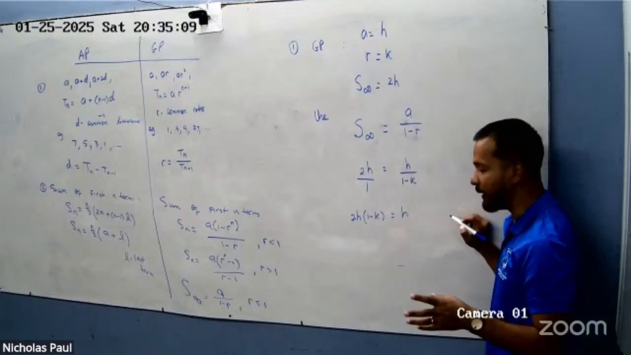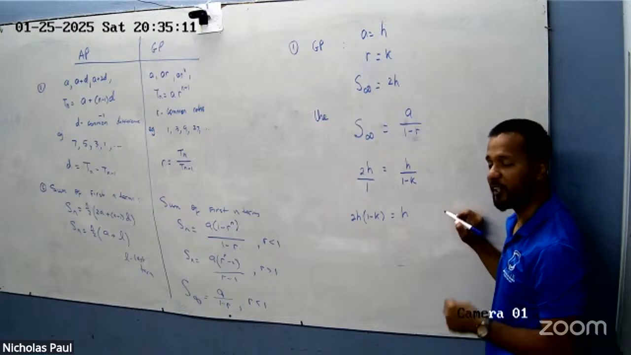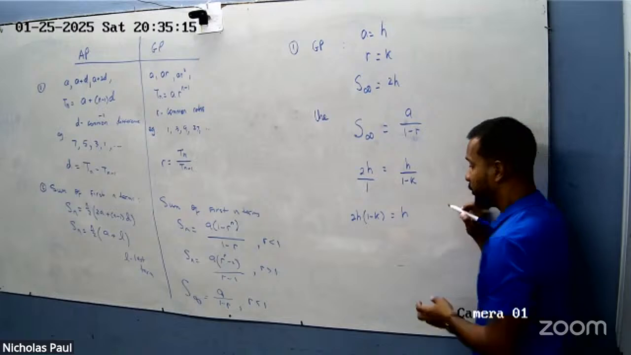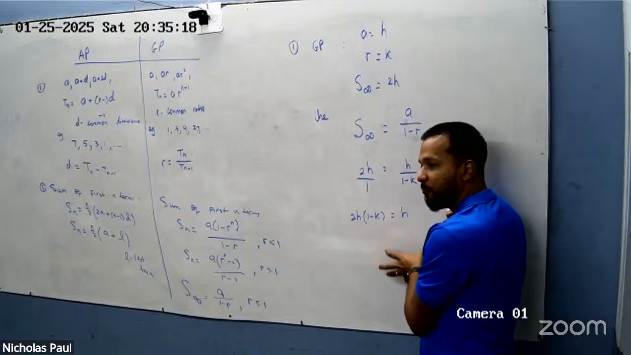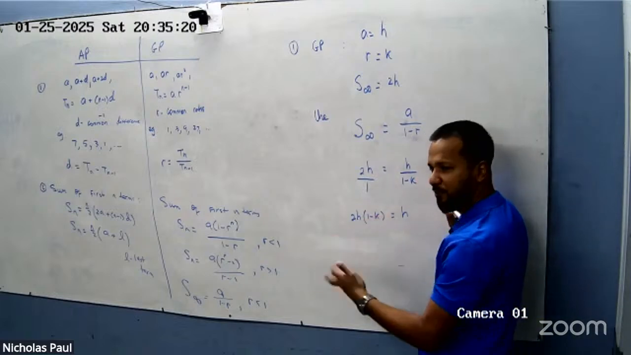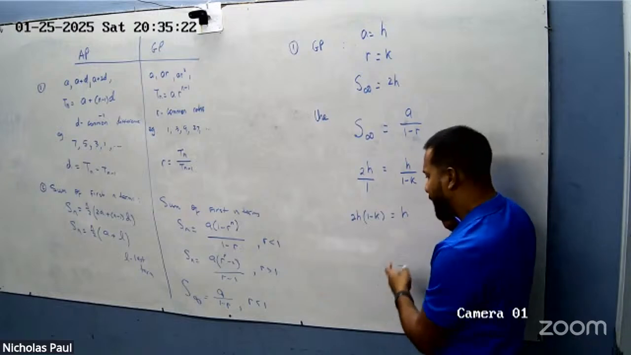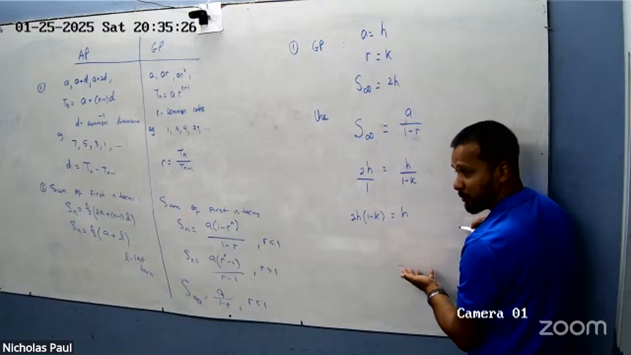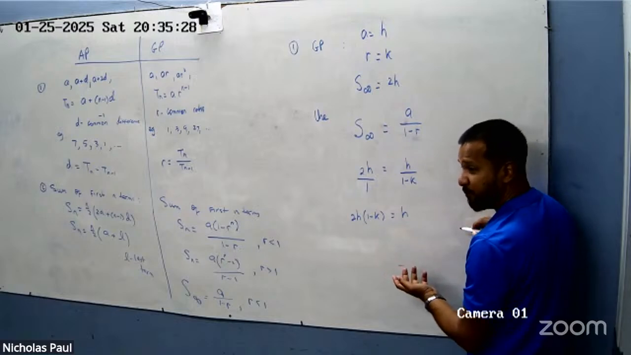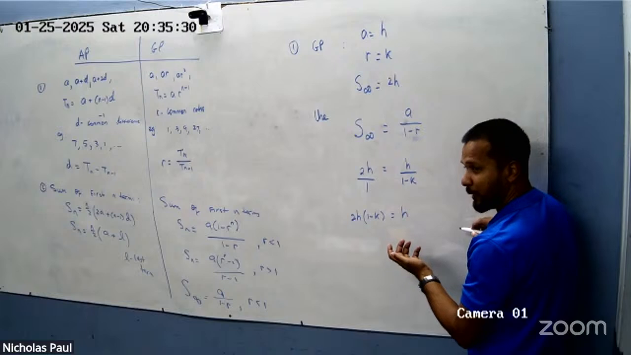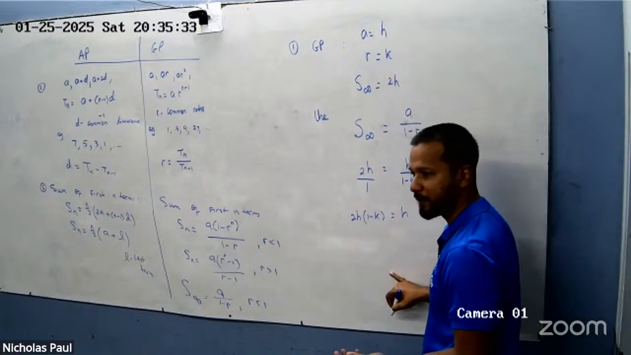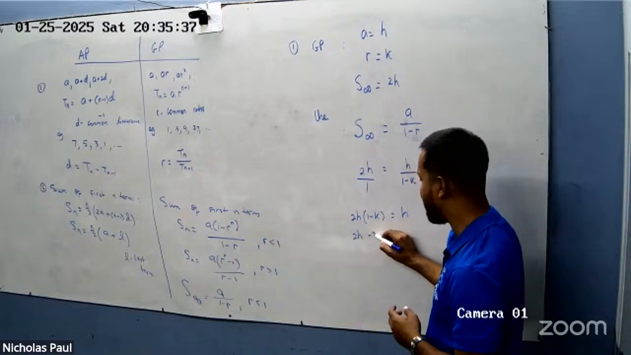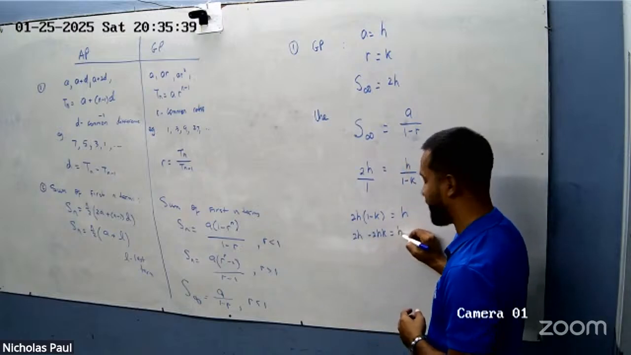Here's where I'm seeing some people struggling, right? What's the objective? To make K the subject of the formula. So what you want to do is simplify things, right? One option is to multiply it out. That might make it a little more complicated, but you can do that. Let's do the natural thing. Let's multiply it out. So that'll be 2h minus 2hk is equal to h.